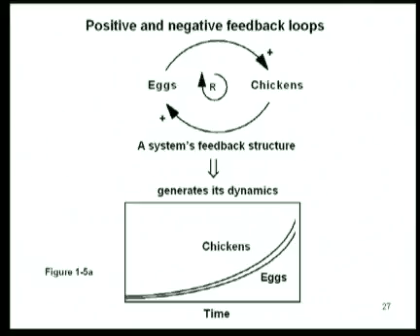When you have these kinds of situations, the dynamics that they generate, which is shown in the bottom graphic there, is actual exponential growth, unbounded growth. So over time, the number of chickens increases exponentially, the number of eggs increases exponentially. Unlimited growth, not unlike what we saw in the original world dynamics modeling that Forrester showed us.